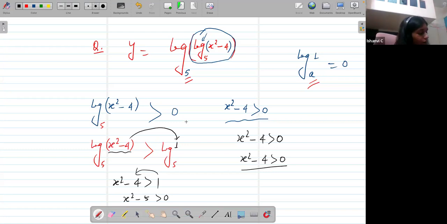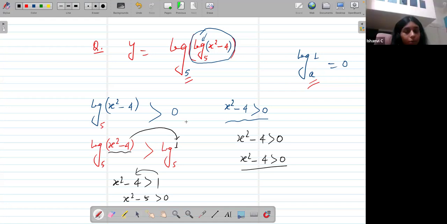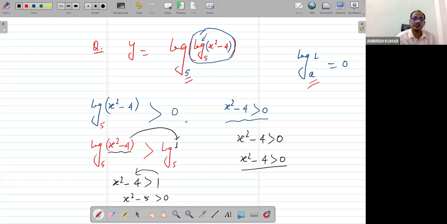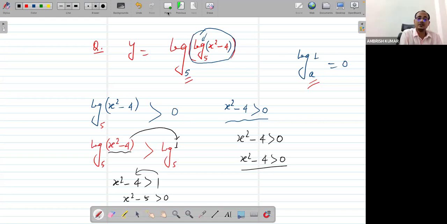Sir, for the first one, it's negative infinity to negative square root 5, and then positive square root 5 up to positive infinity. For the second part, it's negative infinity to negative 2, so again the four numbers.